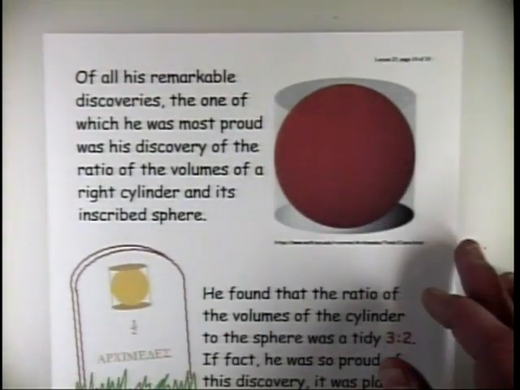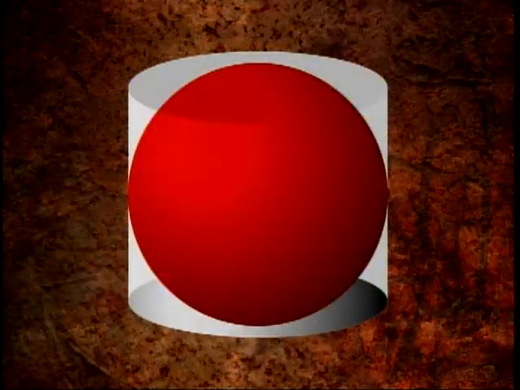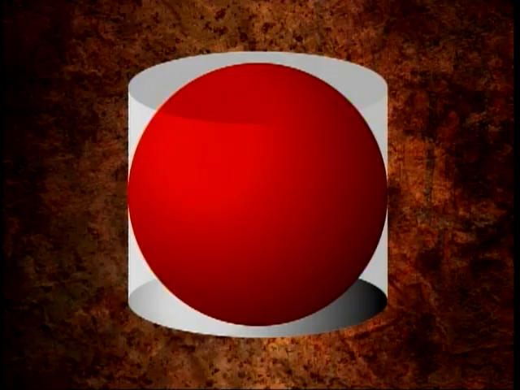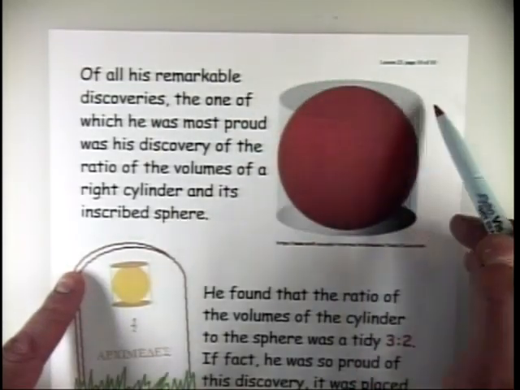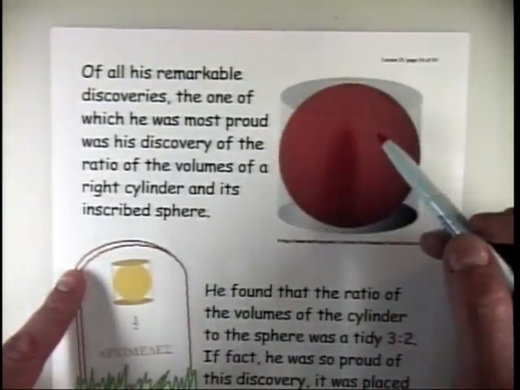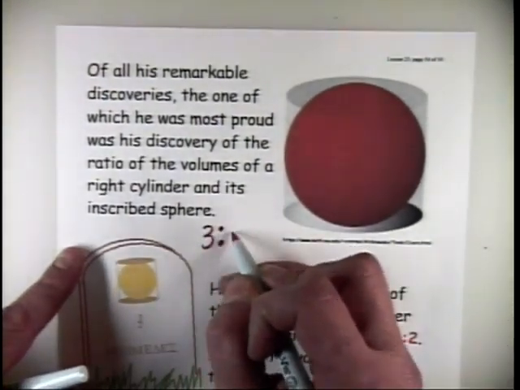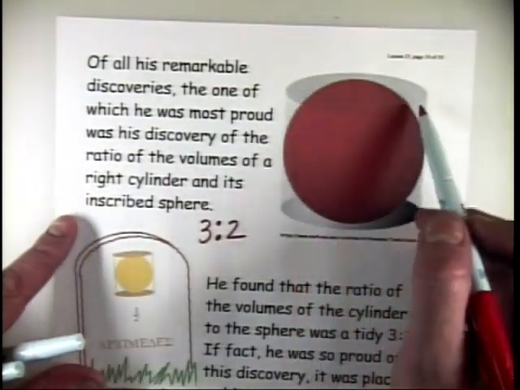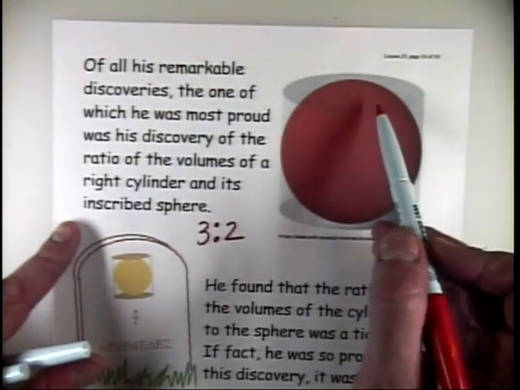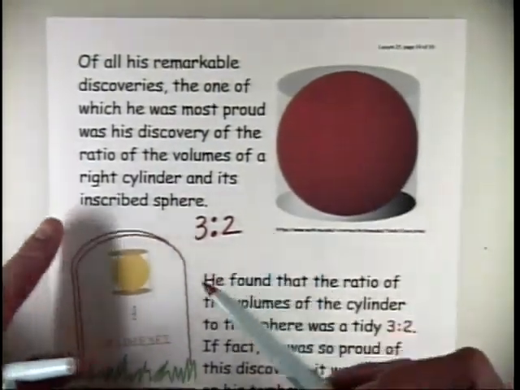Well, of all the great things that Archimedes did, he considered his most important discovery to be finding and proving that the ratio of a sphere to the cylinder that contains it, or we say a right circular cylinder to its inscribed sphere inside, he found the ratio of their volumes to be the magical number 3 to 2. It's a very tidy 3 to 2. So what does that mean? That means if the volume of the cylinder was 3 cubic units, the volume of the largest sphere that is contained inside of it would be exactly 2 cubic units.